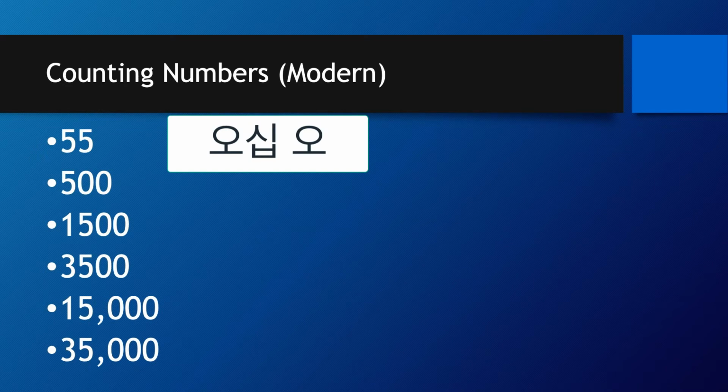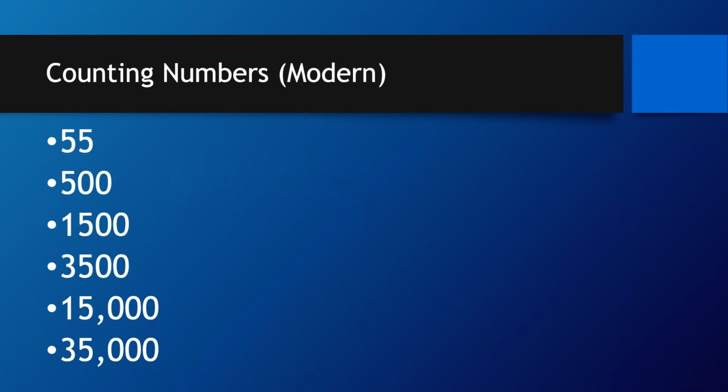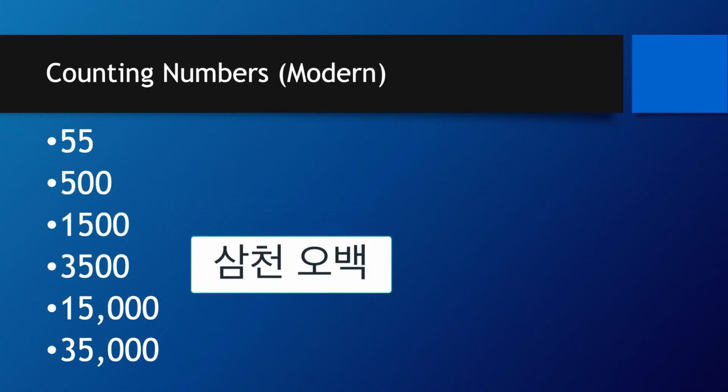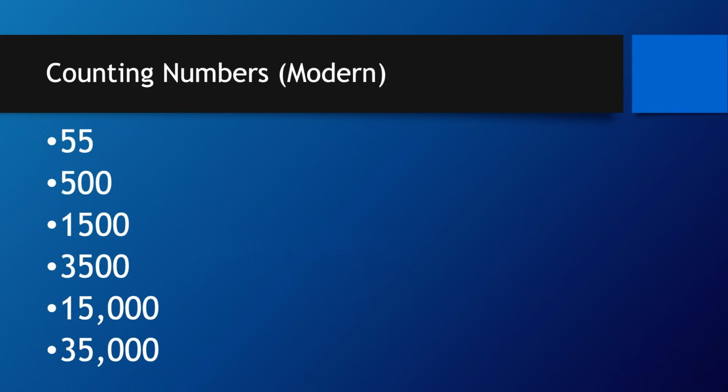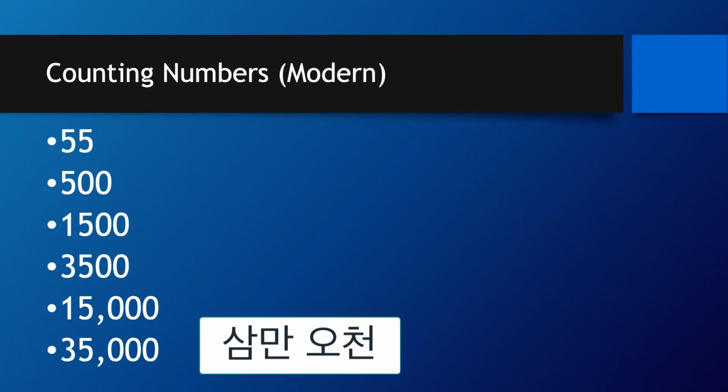55. 50 is 50, 5 is 5, so it becomes 55. 500, we already know, 500. 1500 is 1000 plus 500, so 1500. 3500 is 3000 plus 500, so 3500. 15,000 is 10,000 plus 5,000, so 15,000. 35,000 is 30,000 plus 5,000, 35,000.